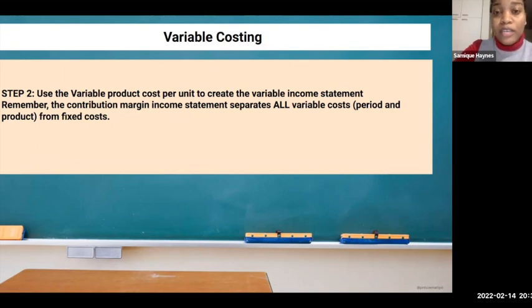Remember, the contribution income statement separates all variable costs from the fixed costs, okay? All variable costs, so it doesn't matter if it's period or product. As long as it's variable, it's going to be separate from the fixed costs, okay?